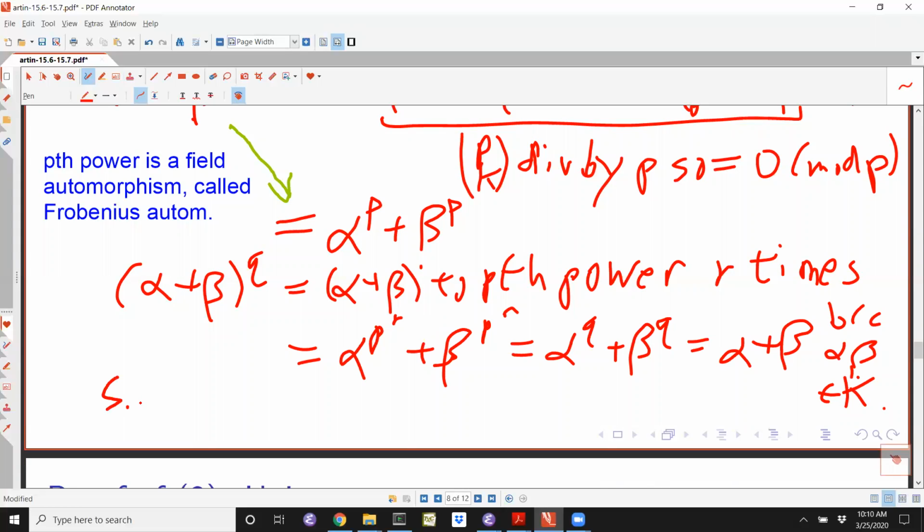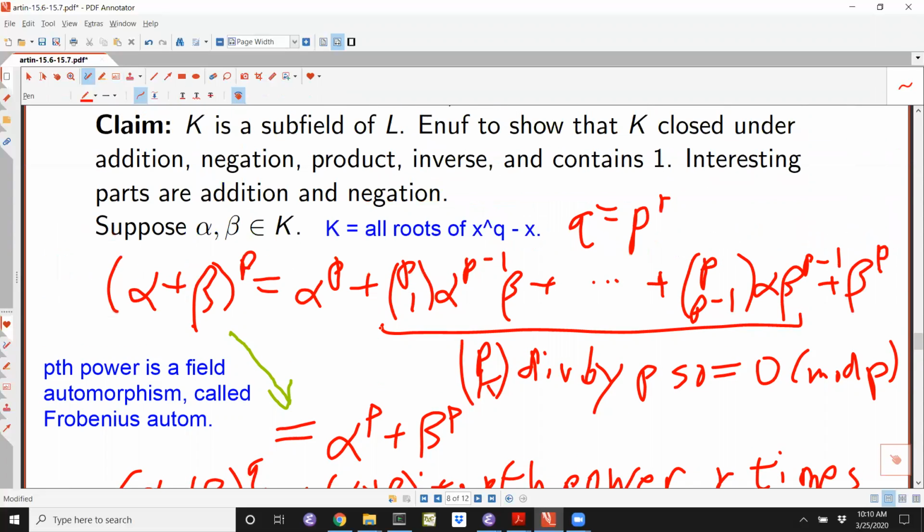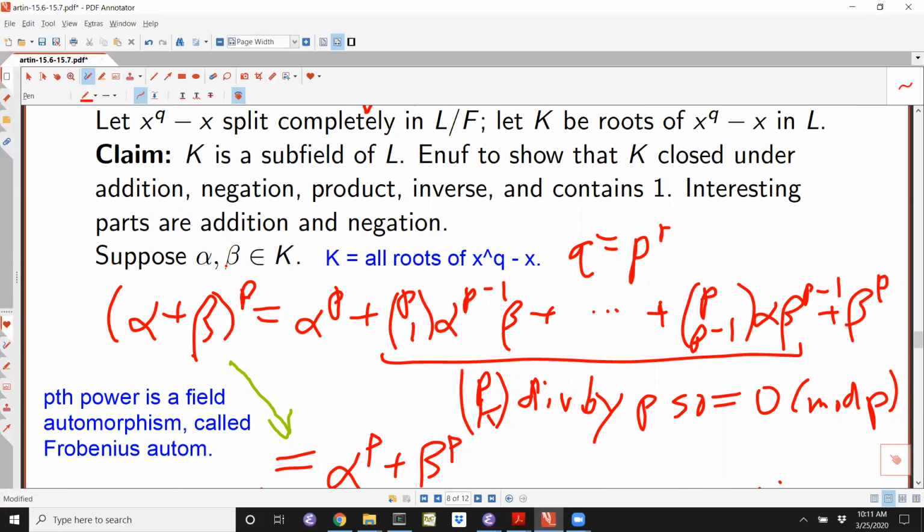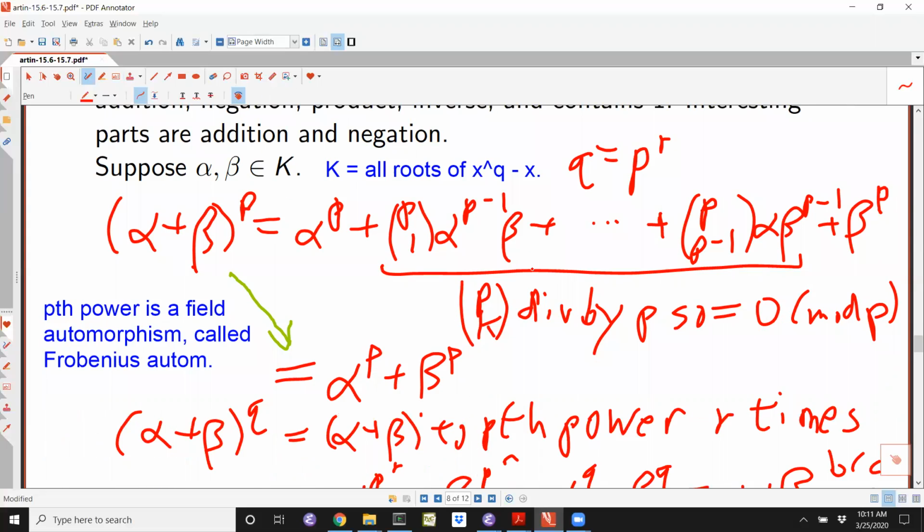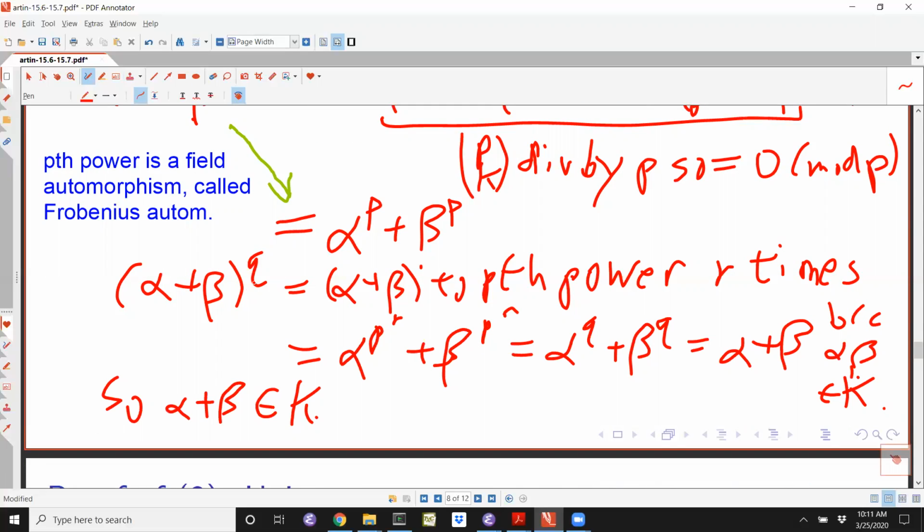So alpha plus beta is in K, because remember the defining characteristic of an element being in K is that its qth power is equal to itself, and lo and behold, the qth power of alpha plus beta is equal to itself.